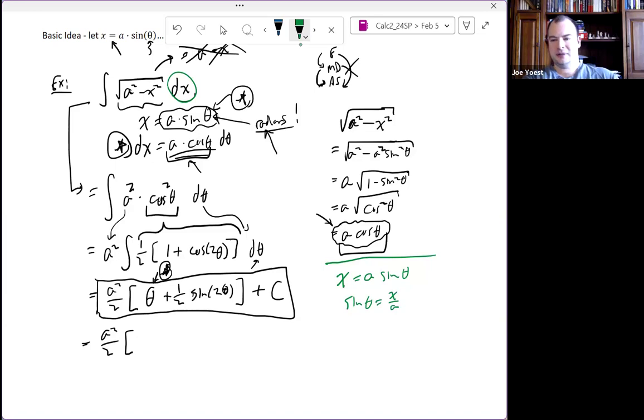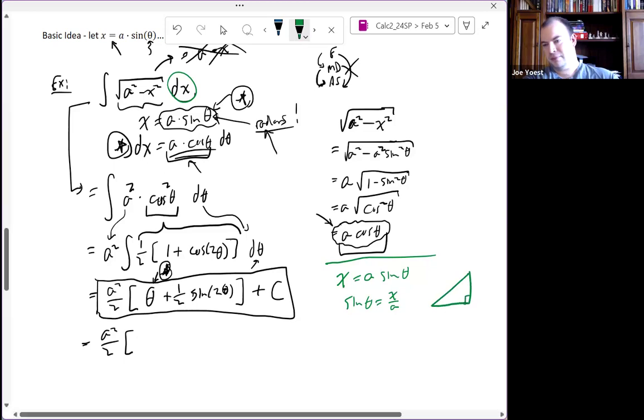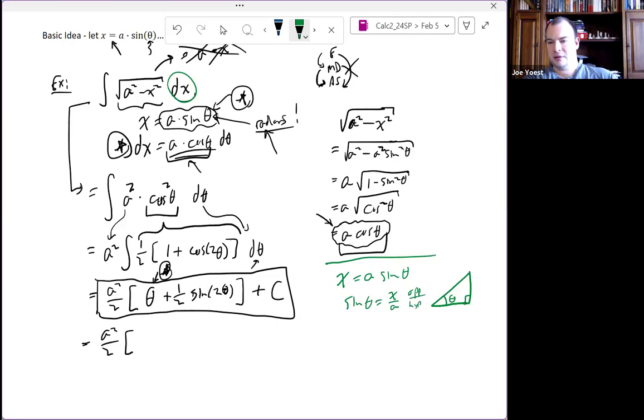I can draw a triangle that represents this relationship. Let's look at a right triangle with angle theta here. And I know that sine is the opposite over hypotenuse. So the opposite side is going to be x. The hypotenuse will be a. And what is my base here going to be? Well, I have a squared, let's call this just b, equals b squared plus x squared. B equals square root of a squared minus x squared. Hey, that's right where that came from.